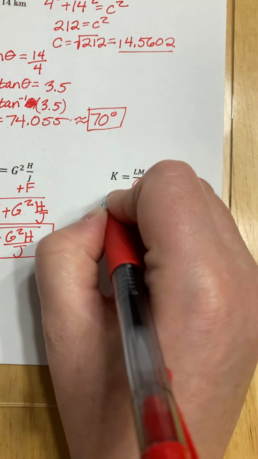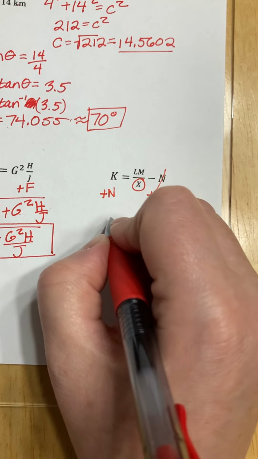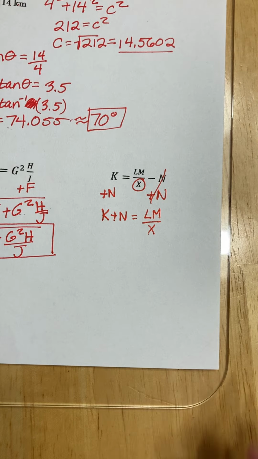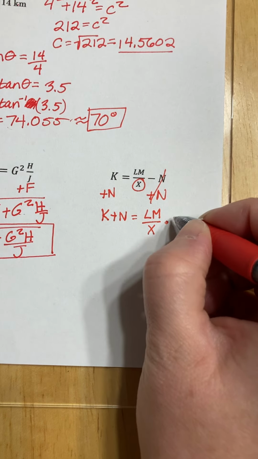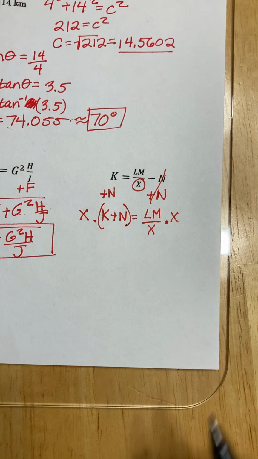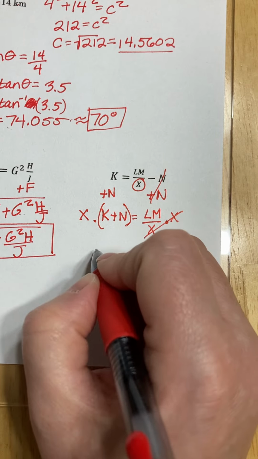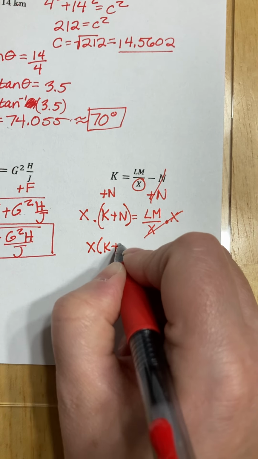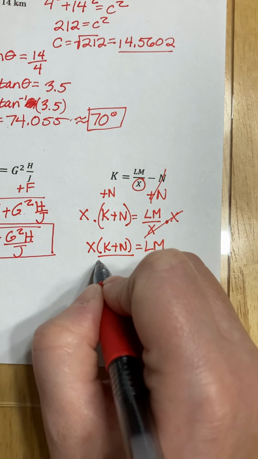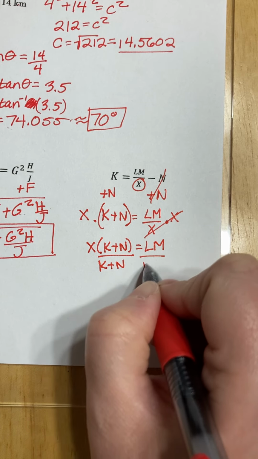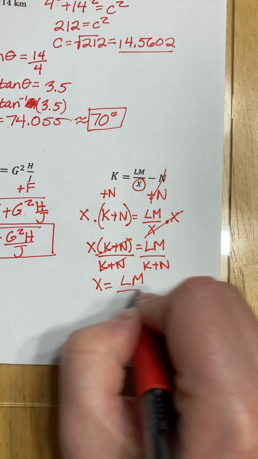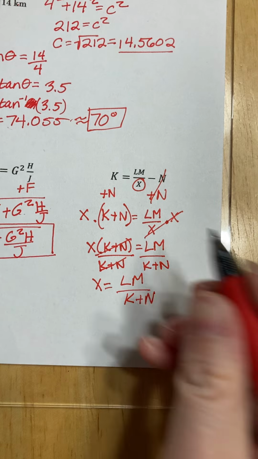So I'm going to move the n over first. Get k plus n equals L m over x. Now I want the x on top, so I'm going to move that here. Make sure you remember this has to all be multiplied by the x. So that's gone. I get x times k plus n equals Lm. And then I need to get rid of this. This is being multiplied, so I divide by k plus n. And then that cancels that there, and I get x equals Lm over k plus n.